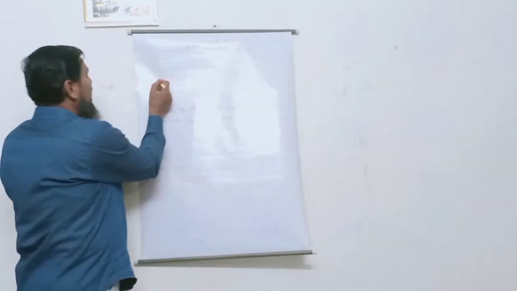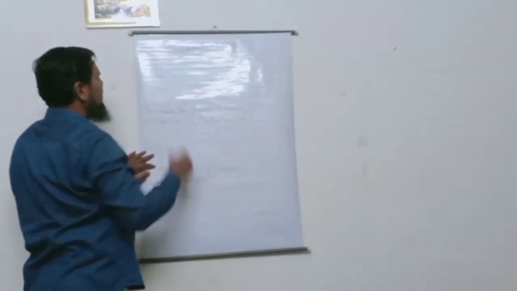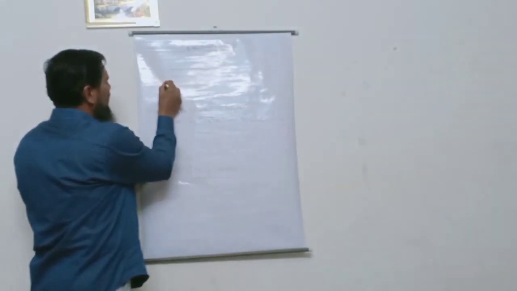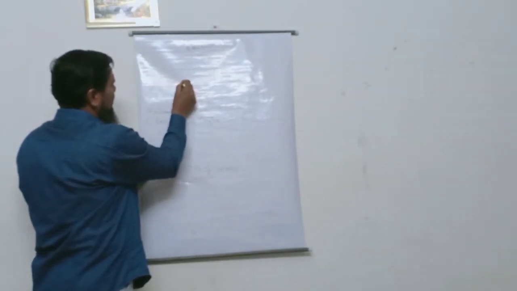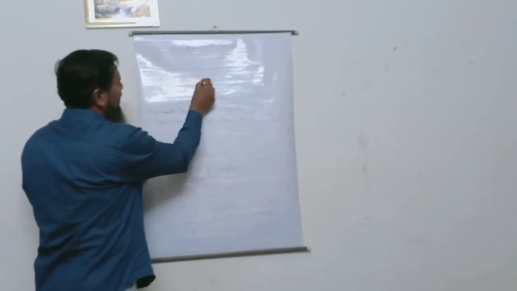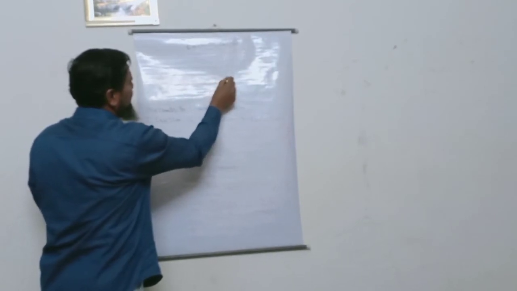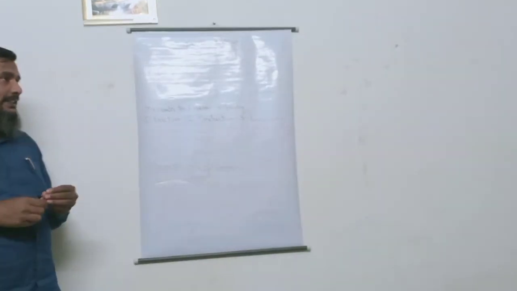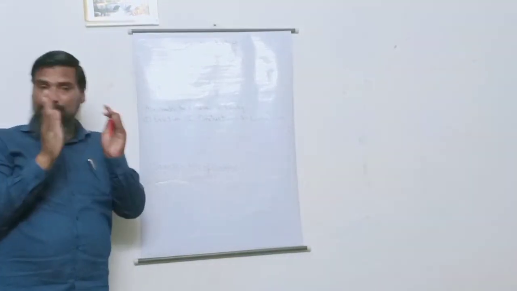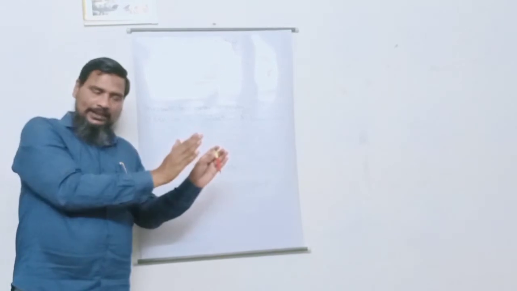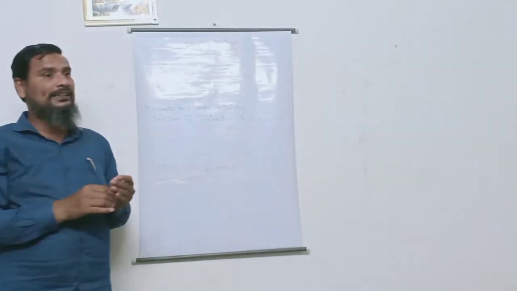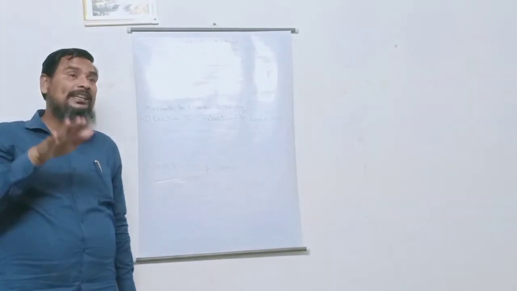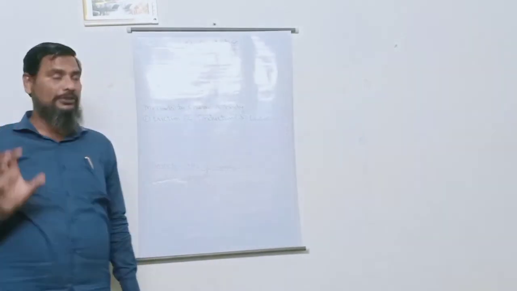And the next characteristic of charge is the quantization of charges. What is quantization of charges? The quantization of charges is about one quanta. One quanta is the minimum amount of charge that can be acquired by a body.